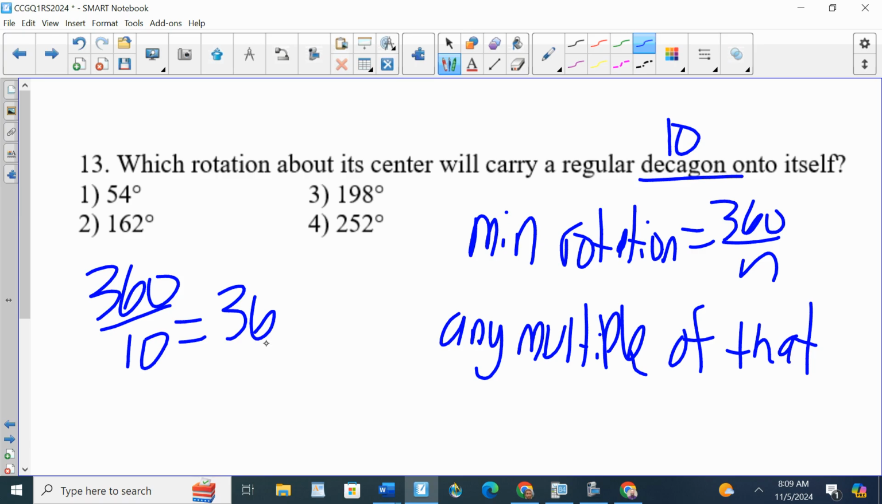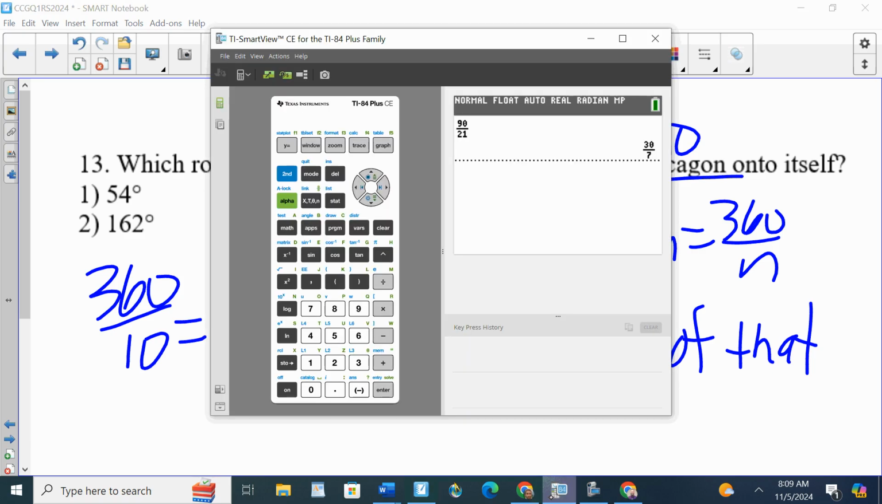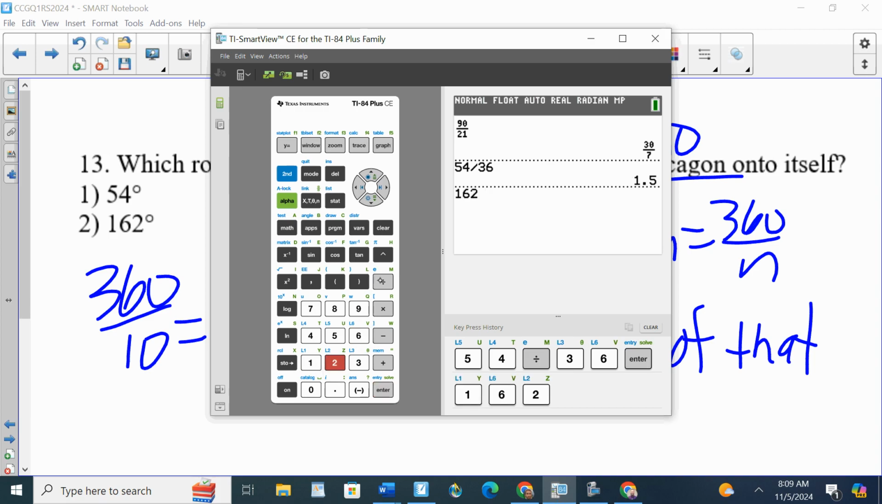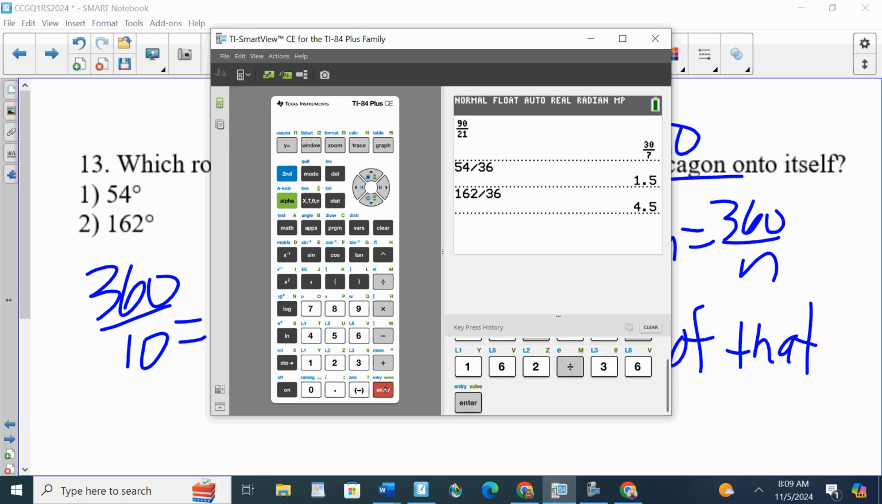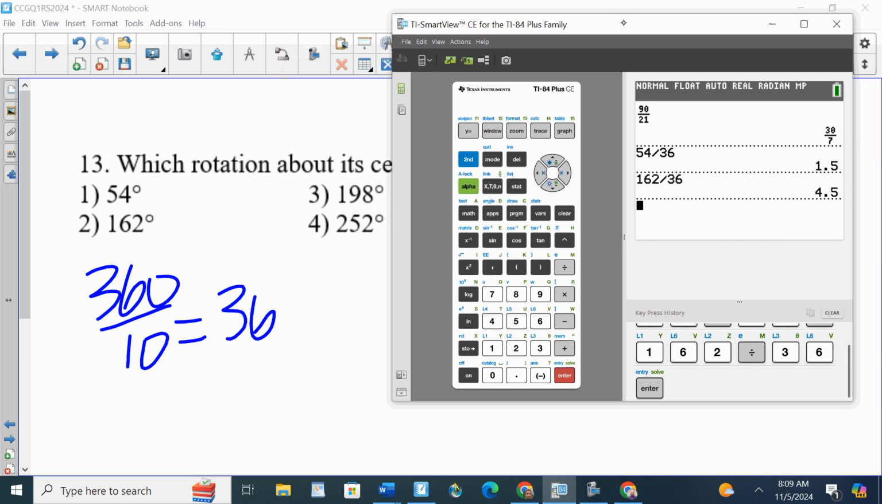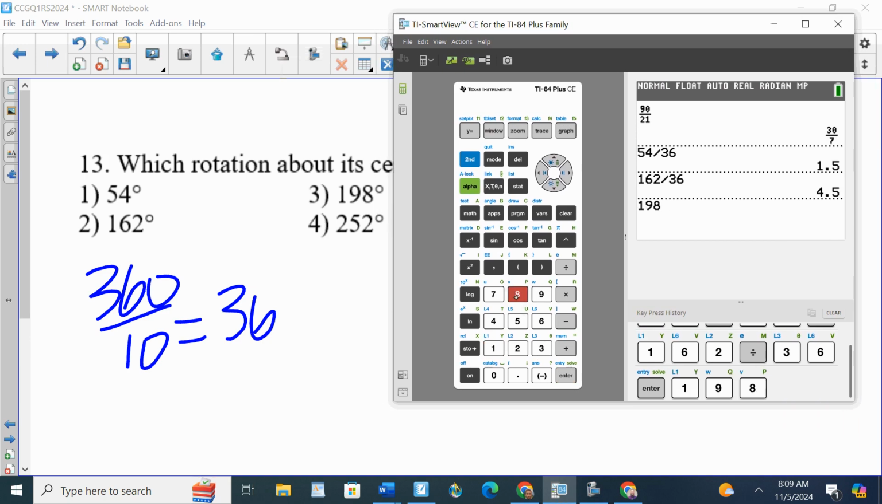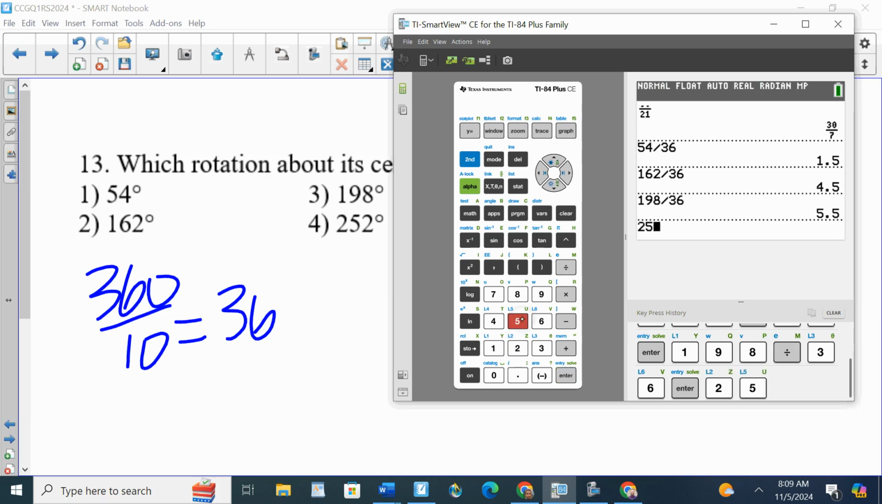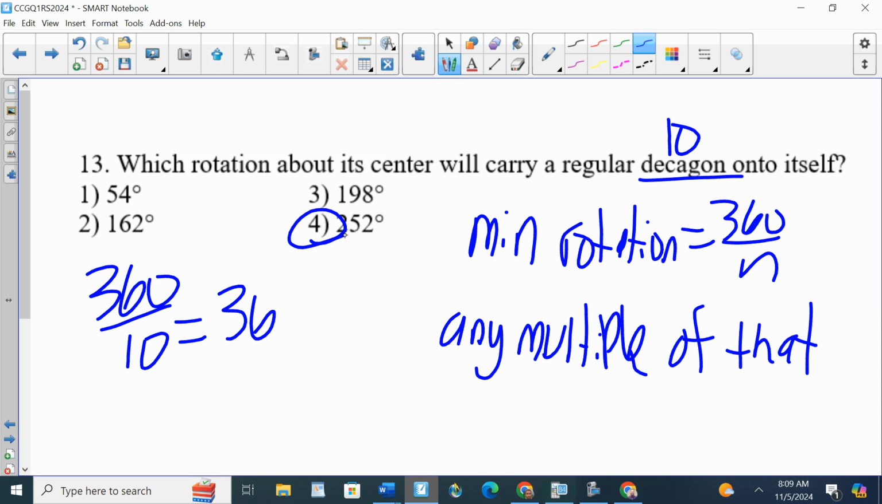Any multiple of that will also map it onto itself. So which of those is a multiple of 36? Well, can I do 54 divided by 36 evenly? Nope. 162 divided by 36 evenly? Nope. Choice 3, 198 divided by 36 evenly? Nope. I hope it's choice 4, 252 divided by 36 evenly? Yes. Goes in evenly. It's 36 times 7. That's your answer.